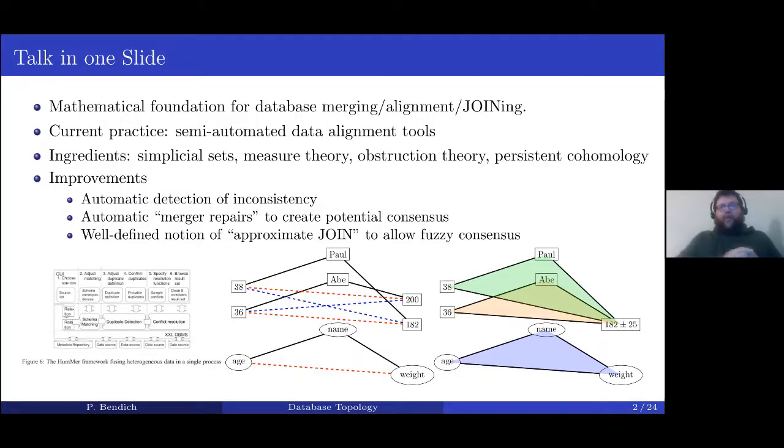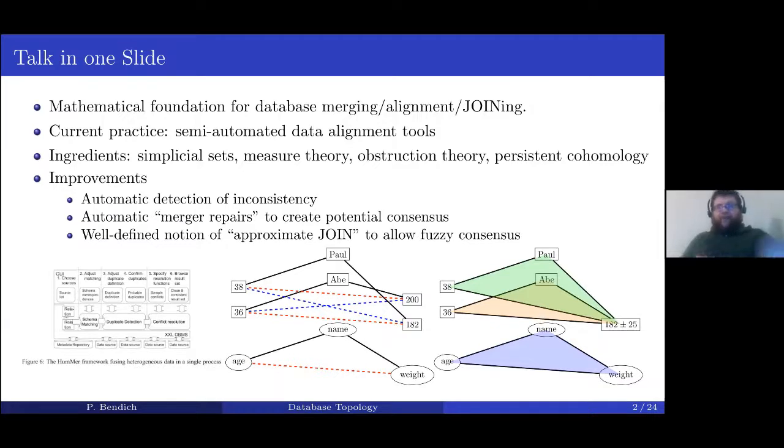What we do is establish what we think is a useful mathematical foundation for database merging, database aligning, database joining. In particular, the problem we tackle is this: you have a bunch of different databases, you've merged each of them, say, pairwise in some local fashion, and then you're having trouble figuring out how to merge all those mergers. This is a problem that people actually encounter across the world in database engineering.